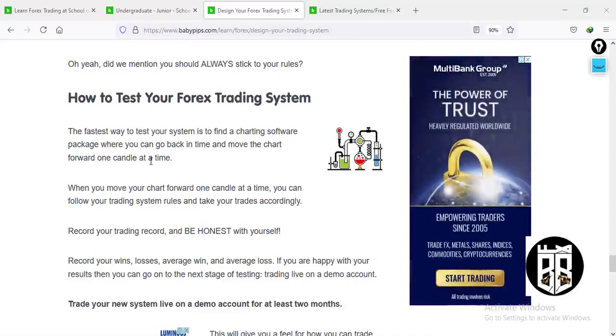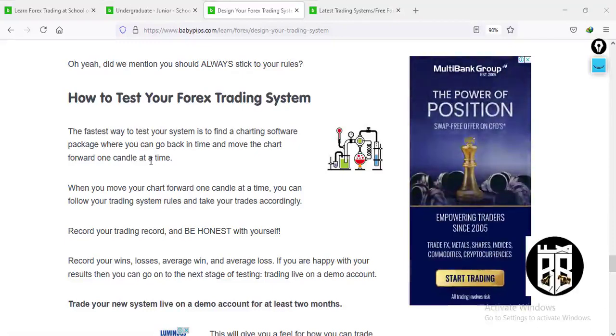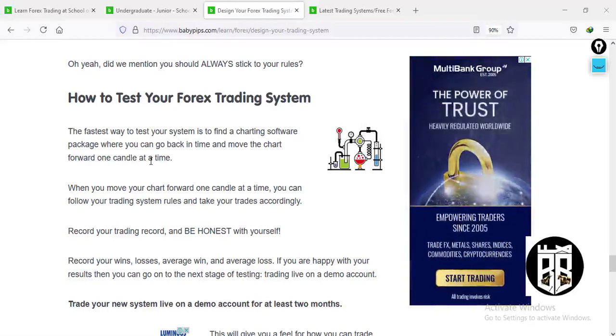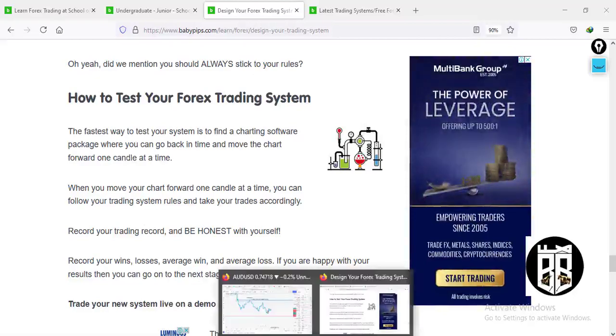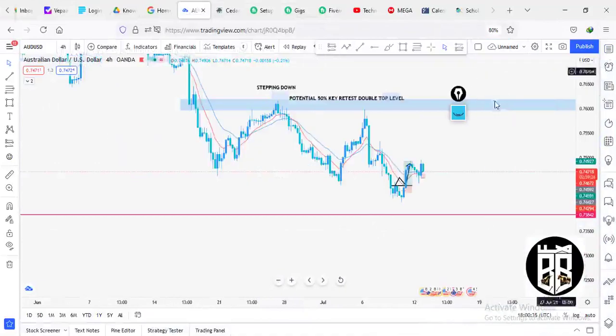On TradingView, you can do it manually. TradingView costs $15 per month, unless you want to go for the lifetime plan, which is almost $1,000. But $15 per month, that's what TradingView costs. And so there's a way you can do that manually on TradingView. To do it manually, let me just show you.